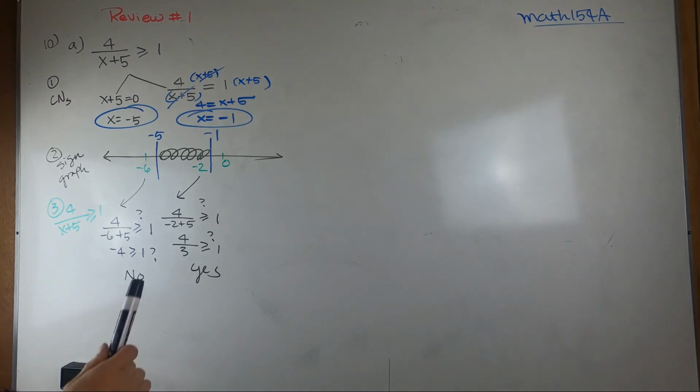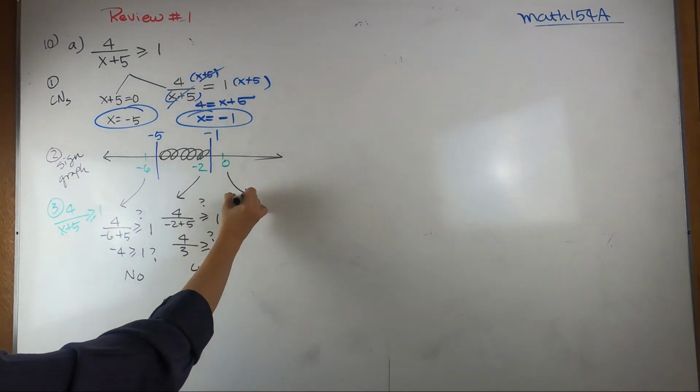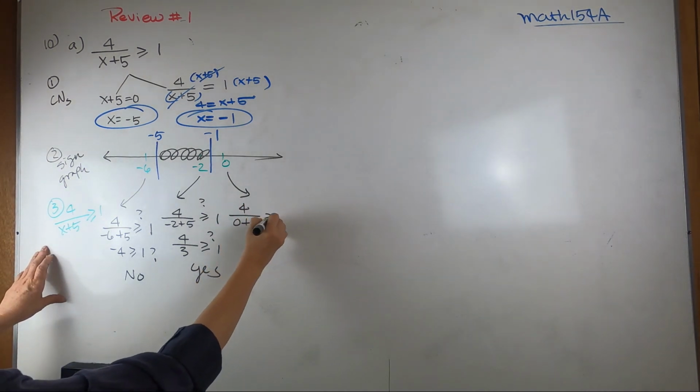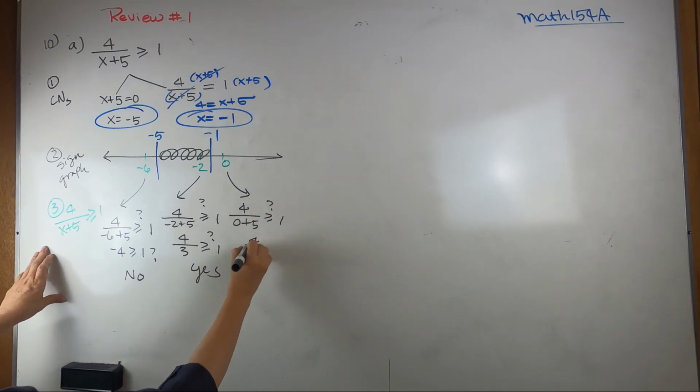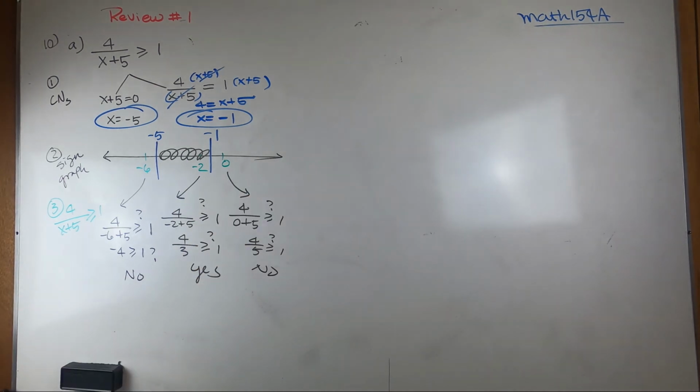Okay, according to your critical numbers in between. So this one, 0 will be 4 over 0 plus 5 bigger than 1. And 4/5 bigger than 1? No. So not this part.